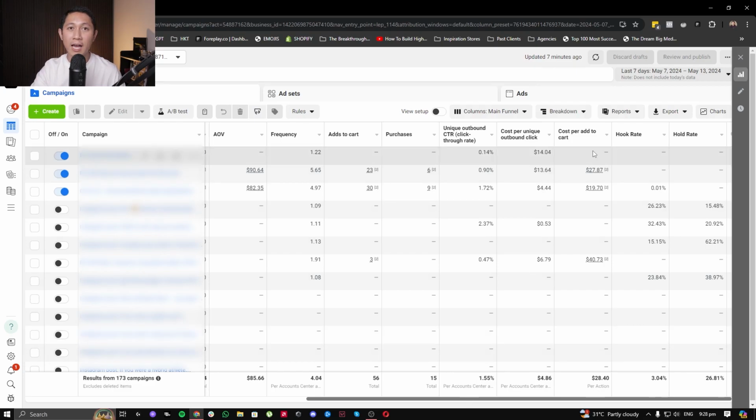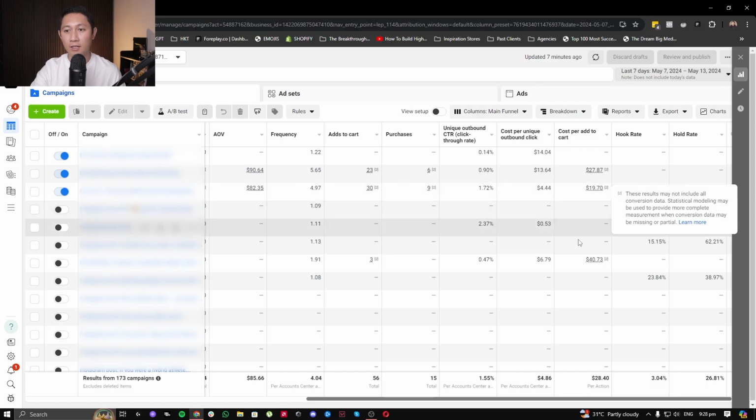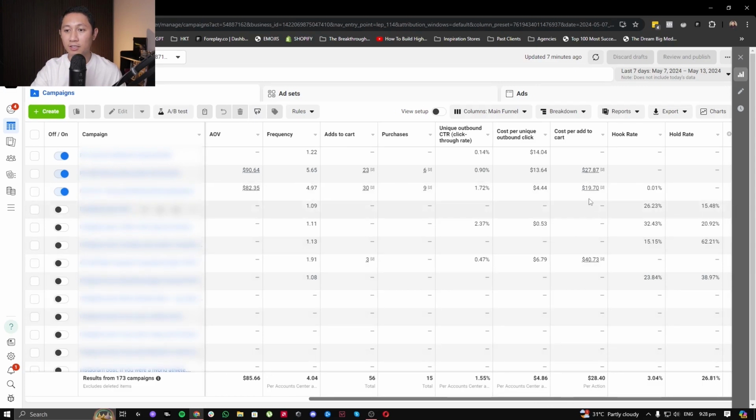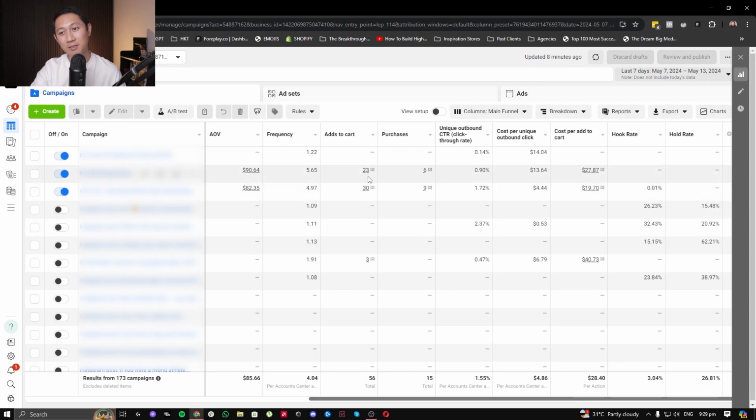And the cost per add to cart, this is not a decision making metric for me. I just want to see if people are actually adding to cart and how much I'm spending in terms of people adding to cart. The only thing with this cost per add to cart is it could be one person doing 23 add to carts. We don't know because it's not unique. It's just a cost per add to cart. So if one person adds to cart 10 times, even if that's just one person, you'll have 10 add to carts here because it's not a unique add to cart.